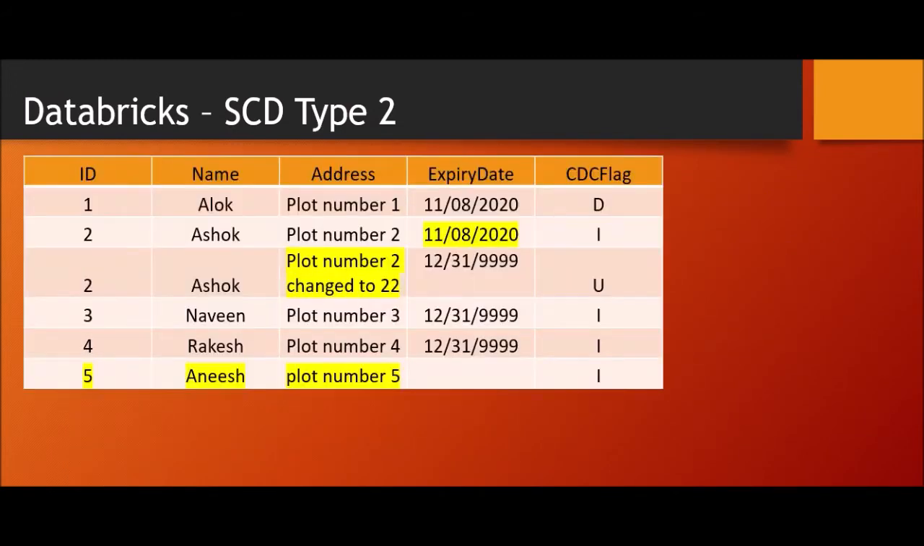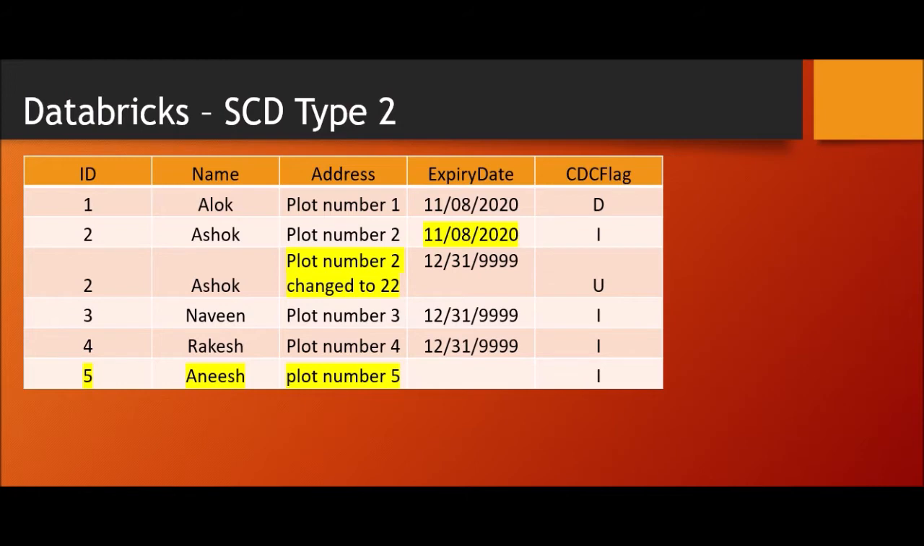Now we'll see after the merge SCD type 2 how our table should look. So this is how my table should look. The ID 1 which has been deleted should get marked as D, and the expiry date should get updated with the current day, or whichever day we have applied this change. Now you'll notice for ID number 2, we will still retain the previous data.